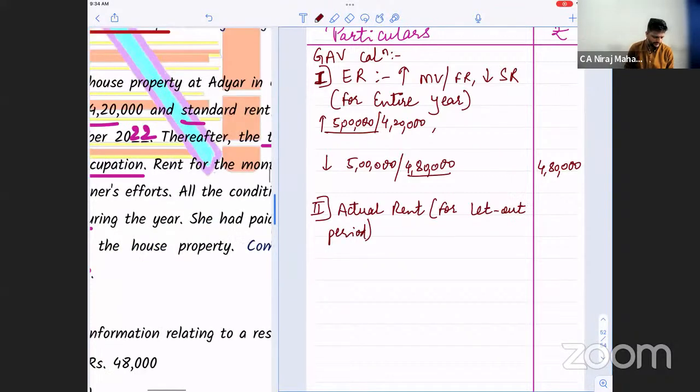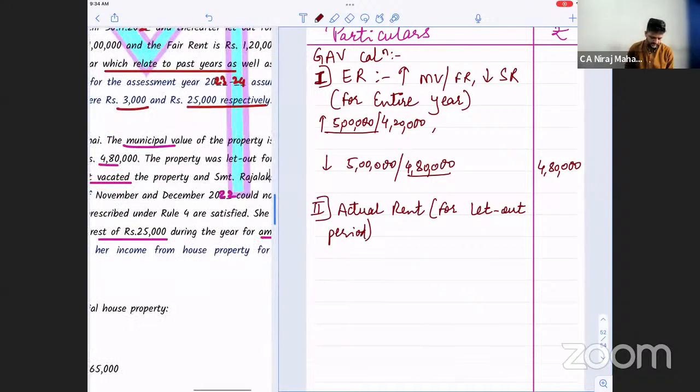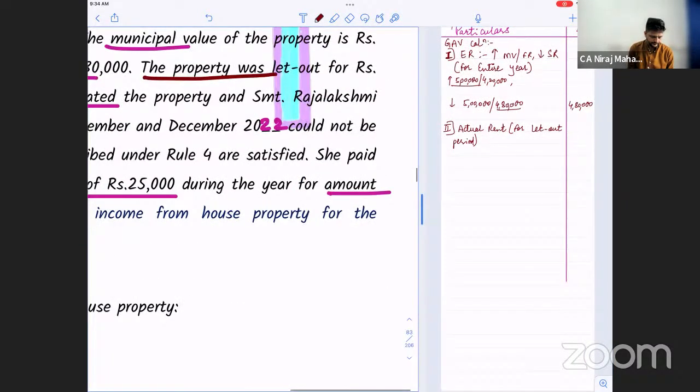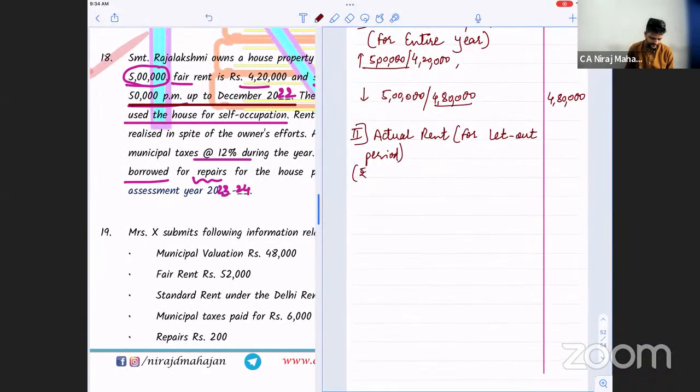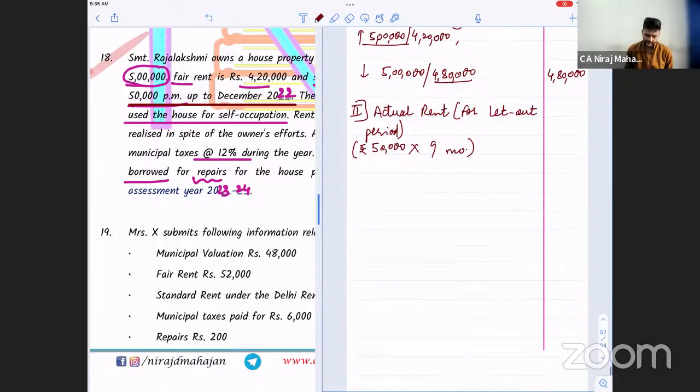Now, let out period was till December, correct? The property was let out for rupees 50,000 per month up to December. So I'll take rupees 50,000 into 9 months, from April to December. That is 4,50,000. Do we have vacancy loss? Anything like that? No. Do we have unrealized rent? Yes. So less, unrealized rent is for 2 months, I think.